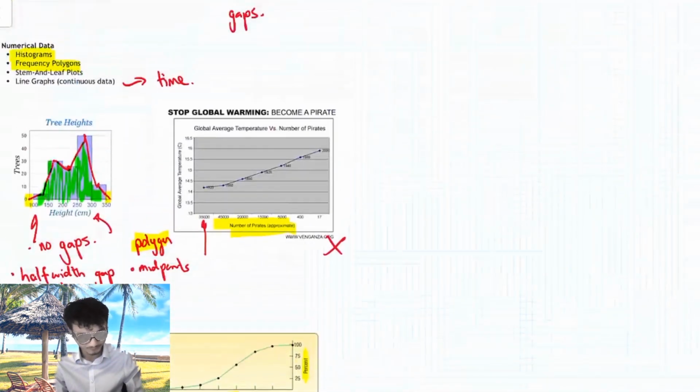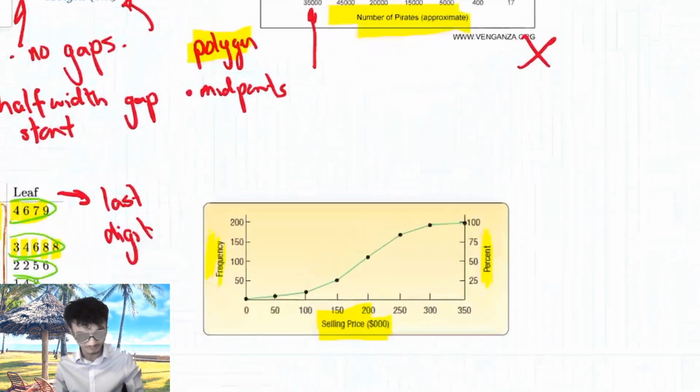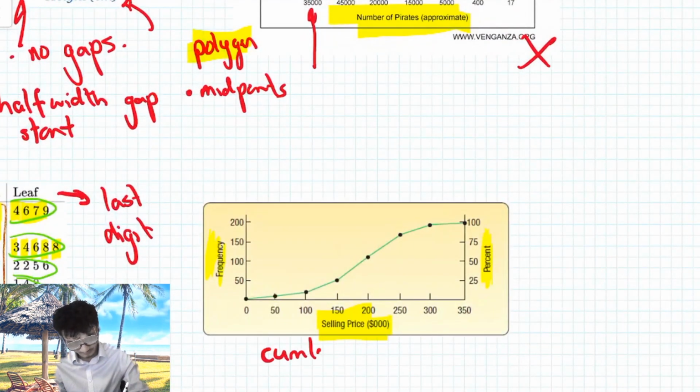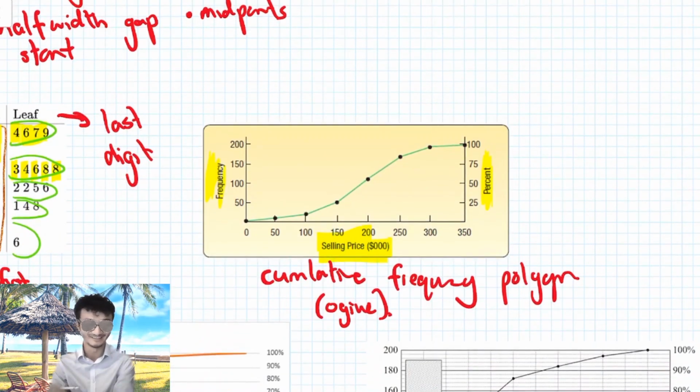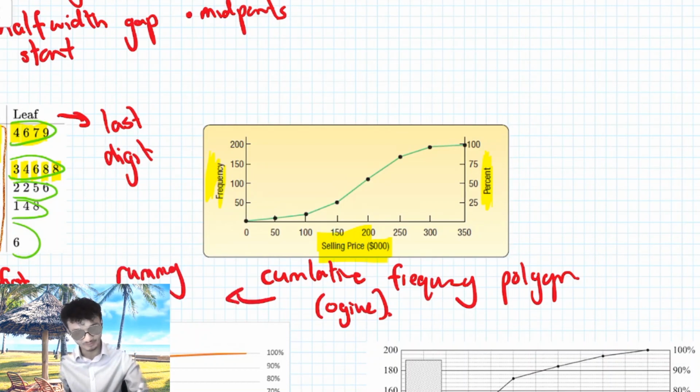This is what we call a cumulative frequency polygon. It's got a funny little name, an ogive, depending on how you want to pronounce it. So what's going on here? Well, the idea is that it's the cumulative frequency polygon. Cumulative means a running total. So instead of each of these dots representing that individual point, it's actually a running total leading up to that.